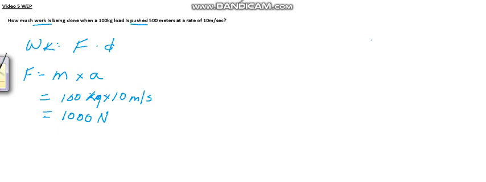Okay, so now I've got my force equal to 1,000 newtons, and I know that my work is a function of my force times my distance, so I have 1,000 newtons times my 500 meters. So how much work is being done? Very simply, I've got 500,000 joules, or 500 kilojoules.